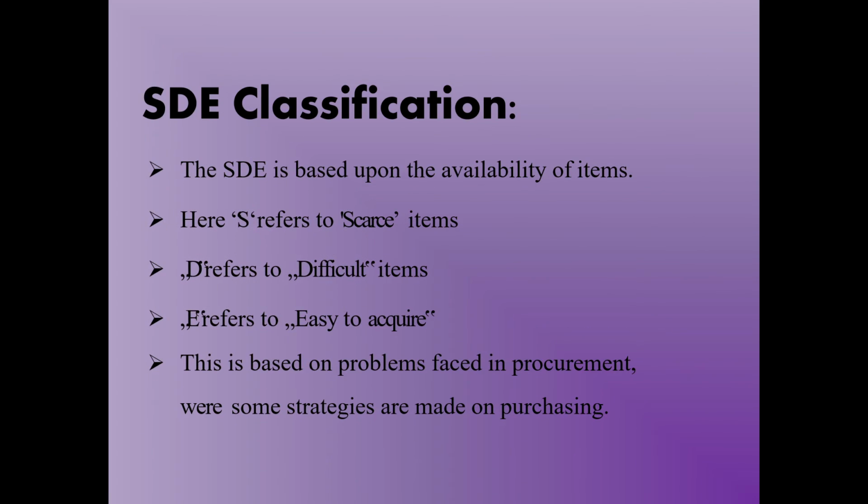STE classification. Here S refers to scarce, D refers to difficult, and E refers to easy to acquire items. The STE is based upon availability of items. This is based on problems faced in procurement, where some strategies are made on purchasing.